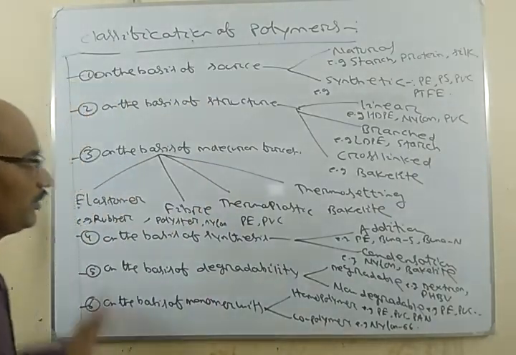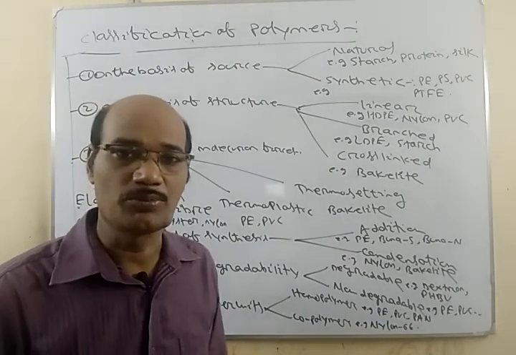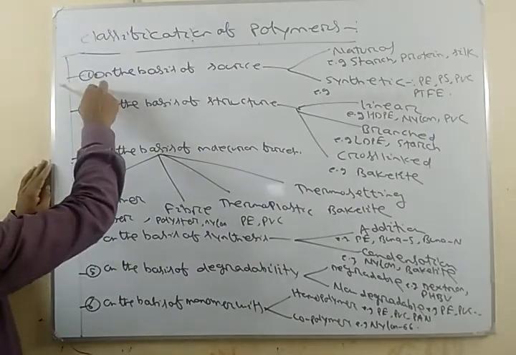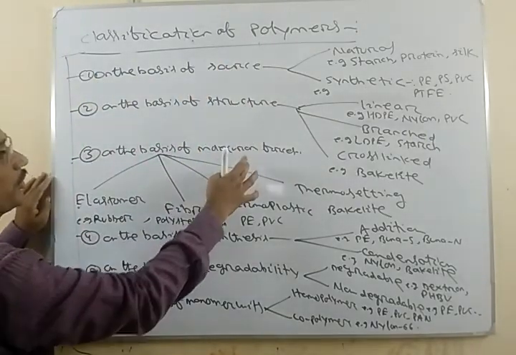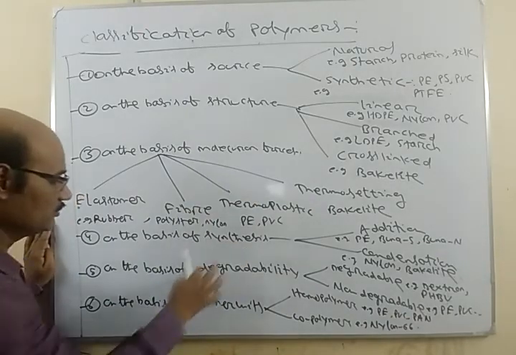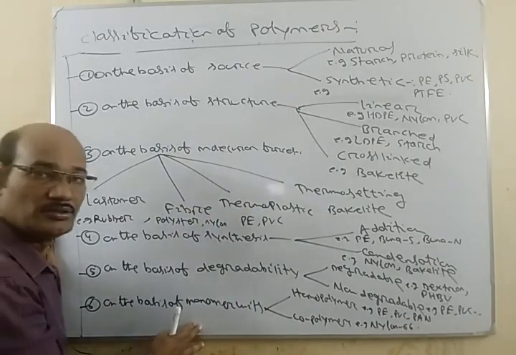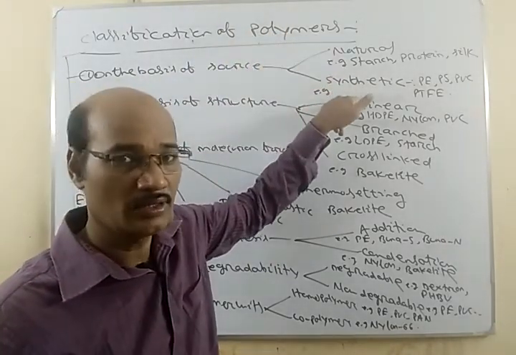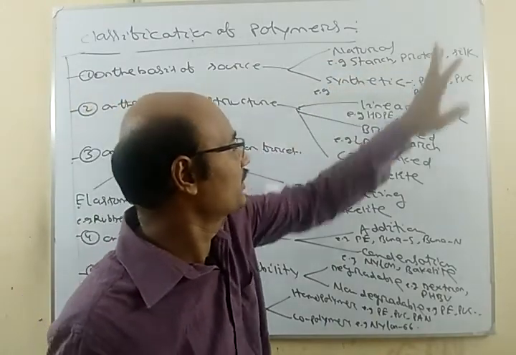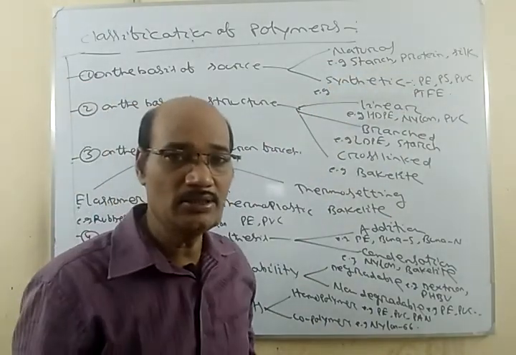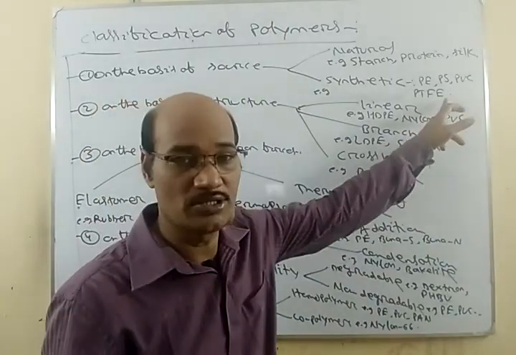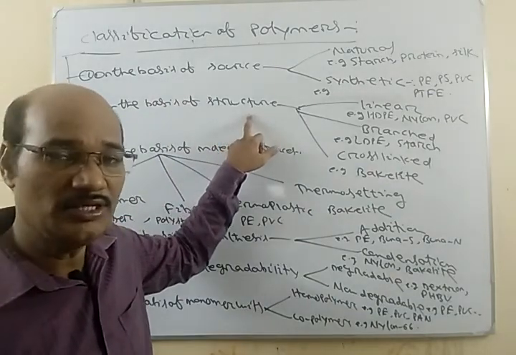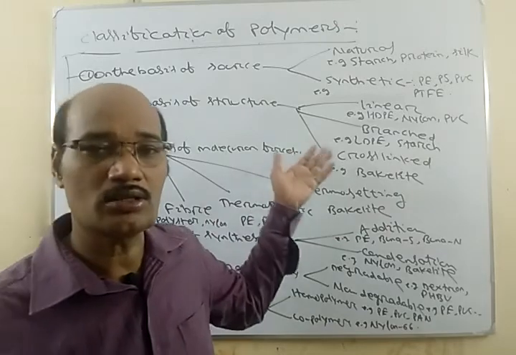So this is the summary of the classification of polymers. Polymers are classified into 6 categories on the basis of source, structure, molecular forces, synthesis, degradability, and monomer units. Okay, on the basis of source, we have already discussed natural and synthetic. Natural examples are starch, protein, silk. Synthetic are polyethylene, polystyrene, PVC, polytetrafluoroethylene. Okay, and based on structure we have discussed already: it can be linear, branched, or cross-linked.